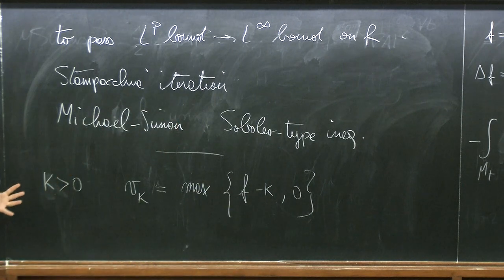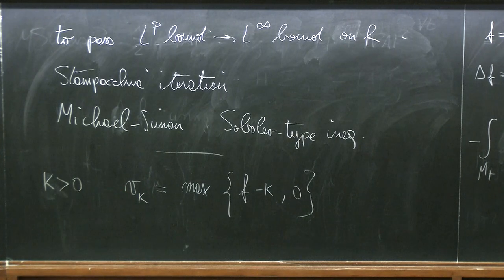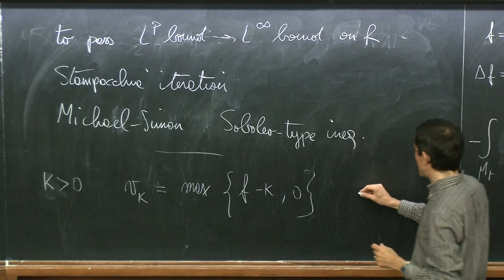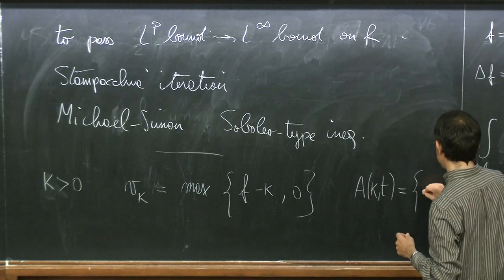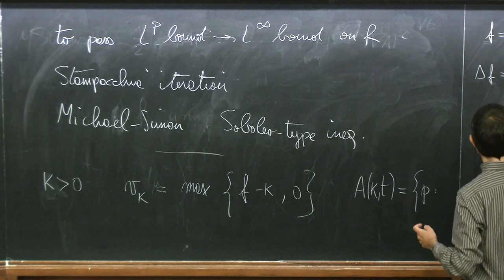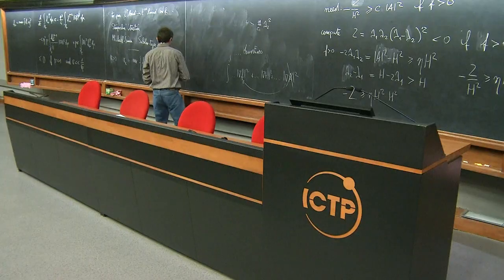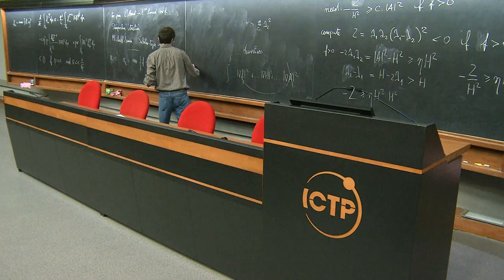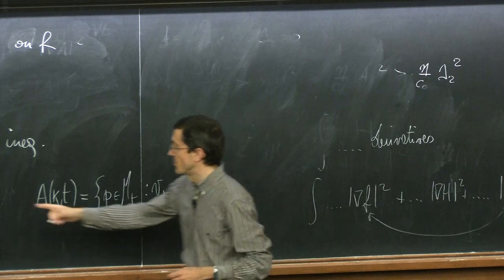The idea is that showing that f is bounded is equivalent to saying that this vk is identically zero if k is large enough. And you call Ak(t) the set on the manifold where vk is greater than zero, so where our function is greater than k.